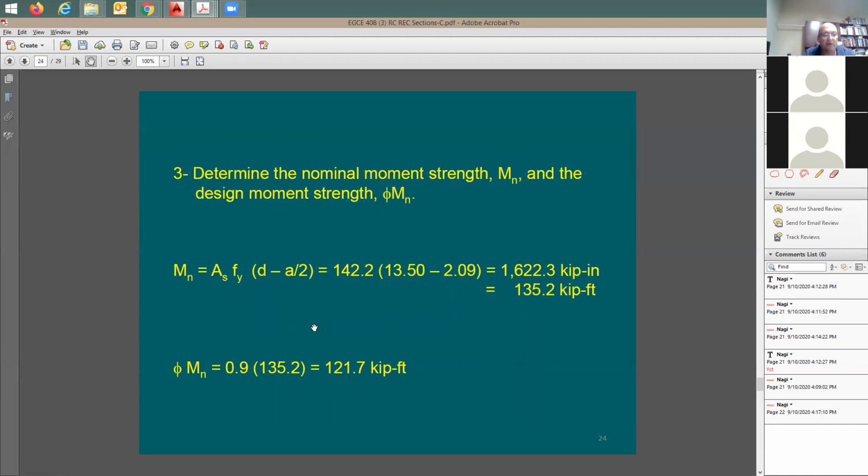All right. How can I get here to phi Mn? Just take Mn multiplied by the phi factor. So the 135.2 kip foot multiplied by 0.9, because I cannot really load this beam to that moment. So I'm going to reduce the moment as a strength to be 121.7 kip foot. And with that, I'm done with this example.